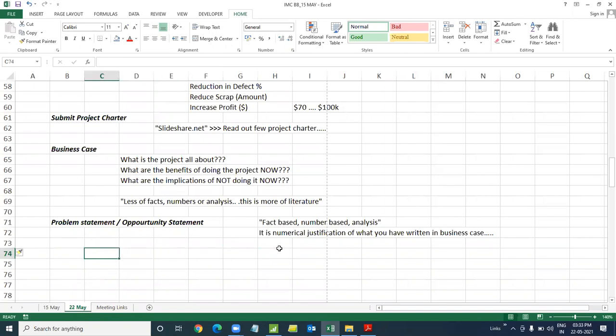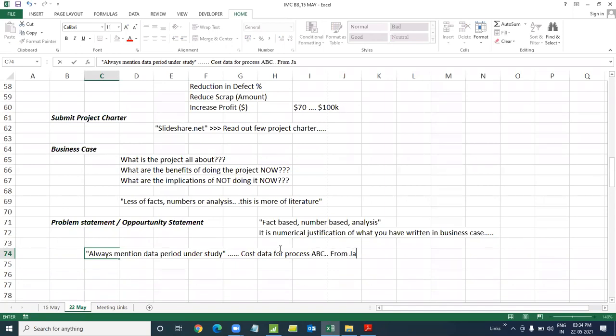So whenever you're writing a problem statement, remember one thing, always mention the data period under study. You must mention the time period, like when we analyzed, say, cost data for the process ABC, whatever the process we're talking about, from Jan 2021 till say April 2021, we figured this out. So I am telling you what data we looked at. If you want to check it out, you can do the same. So you should always mention the data period under study.